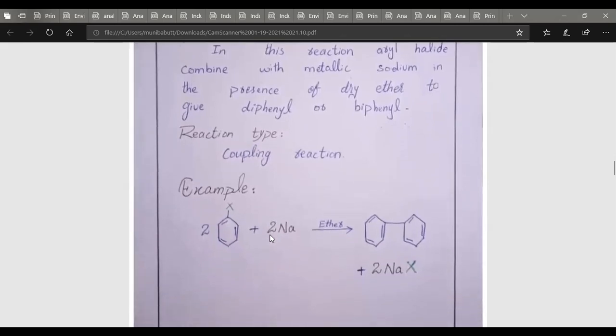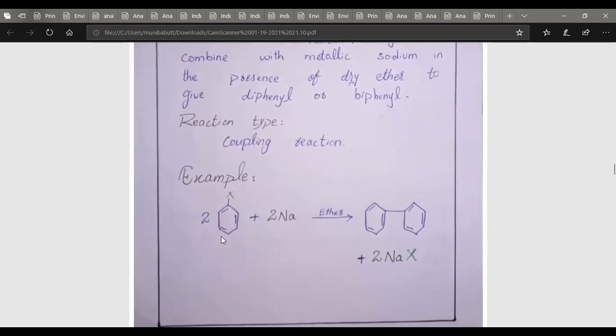Now I discuss its example. We take two aryl halides. When a halide is attached to a benzene ring, they form an aryl halide. When the aryl halide reacts with sodium, it forms biphenyl or diphenyl and sodium halide. Bi means two and di means two. That's why we can say it's biphenyl or diphenyl.